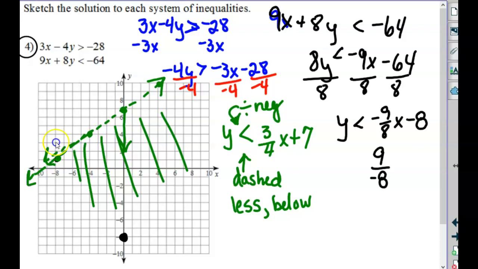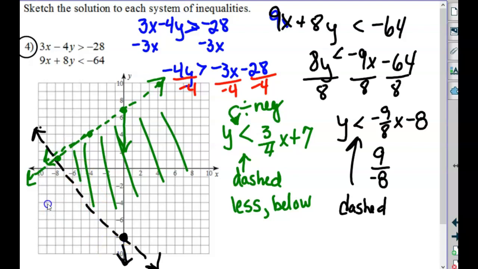Okay, so is this one solid or dotted? Dashed, yes, it's also dashed or dotted because it's not an "or equal to." And it's a less than. Where does that mean I am shading? Below, which is where the y-axis points below, so it's this side to the left.